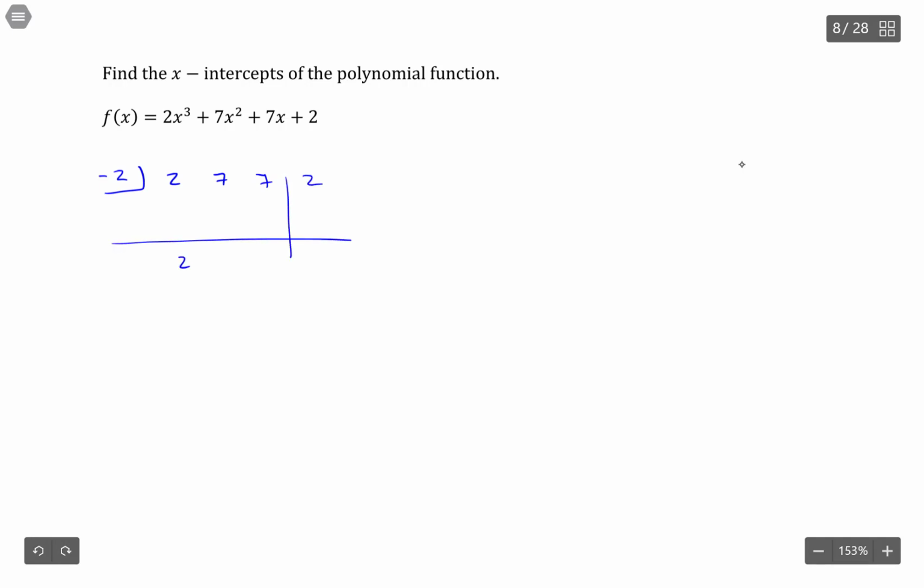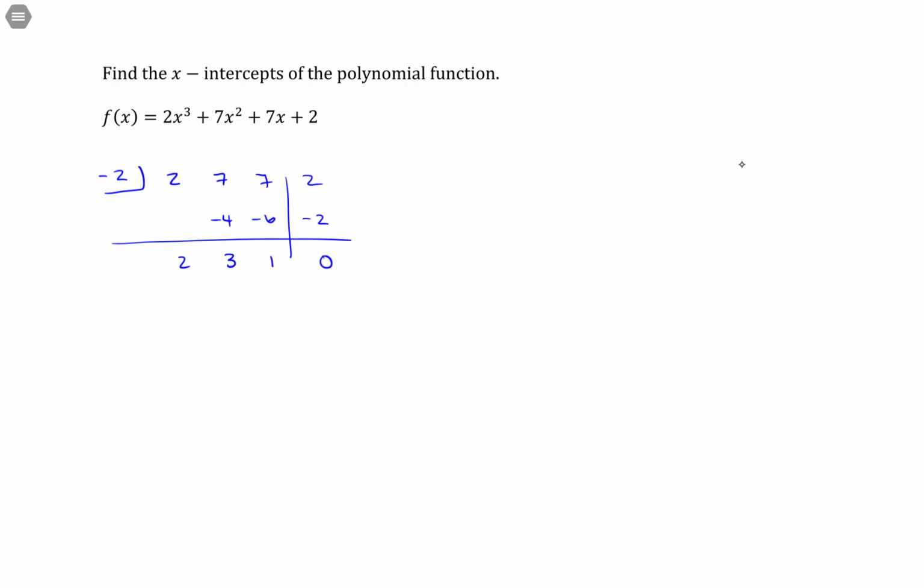Bring the 2 down, this would be -4. If we add this column, that's 3. 3 times -2 is -6. The sum of this column is 1. 1 times -2 is -2. So we get a remainder of 0, and that's perfect because that shows that this really was a 0.